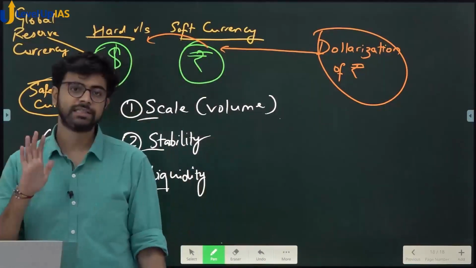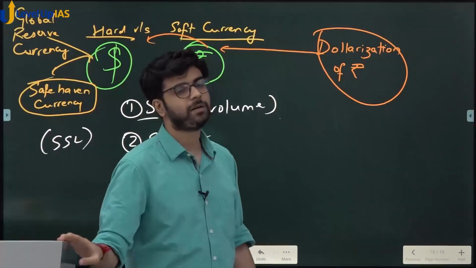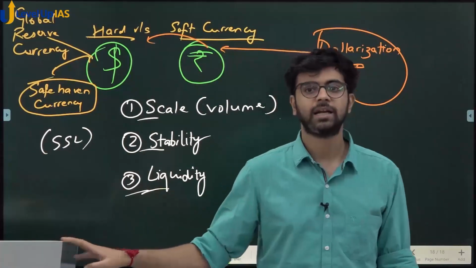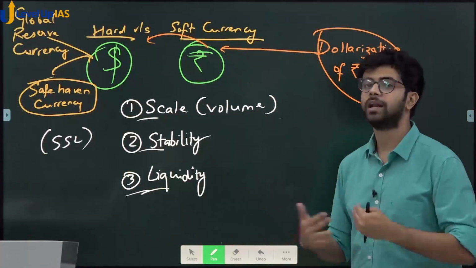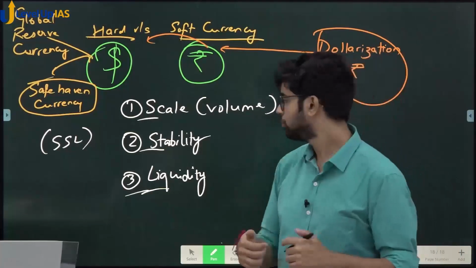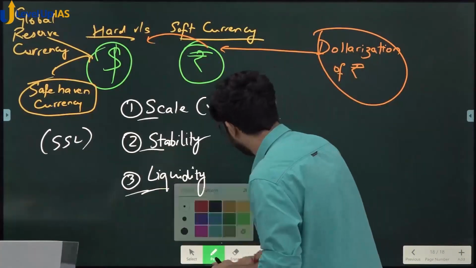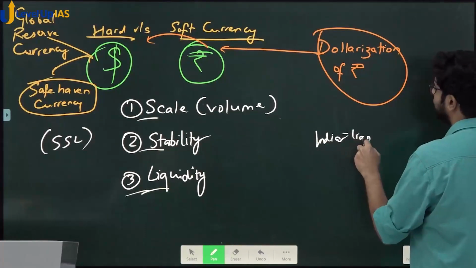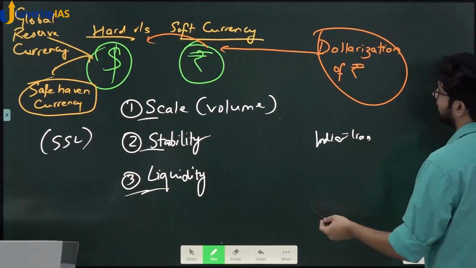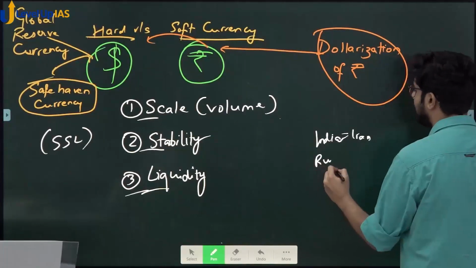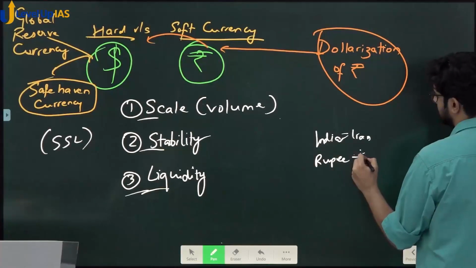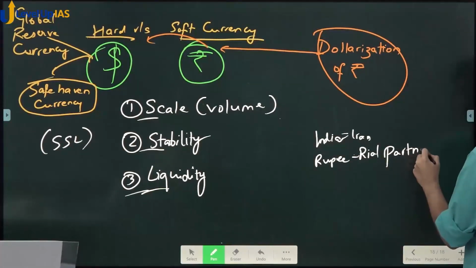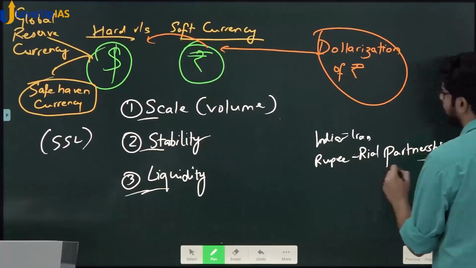Dependence on dollar is increasingly being reduced. When we speak about IMF, I will tell you about this. More and more countries are now trying to trade between their own home currencies. Let's say India and Iran, I'll just give an example. Why are they trying to do that? Because they want to make their own currency a hard currency. India and Iran have a rupee-real partnership. Real is the currency of Iran. It is called a rupee-real mechanism.